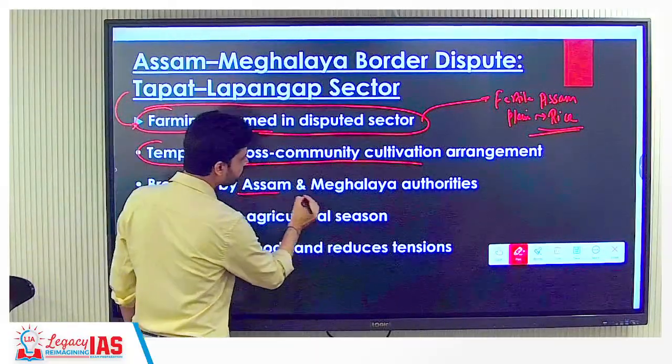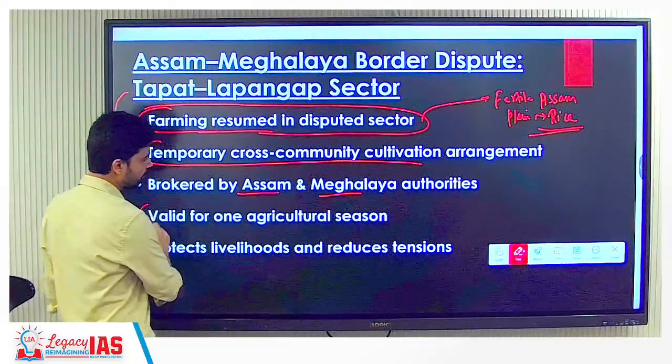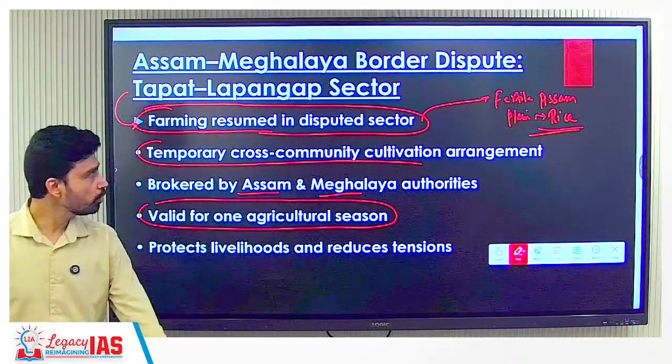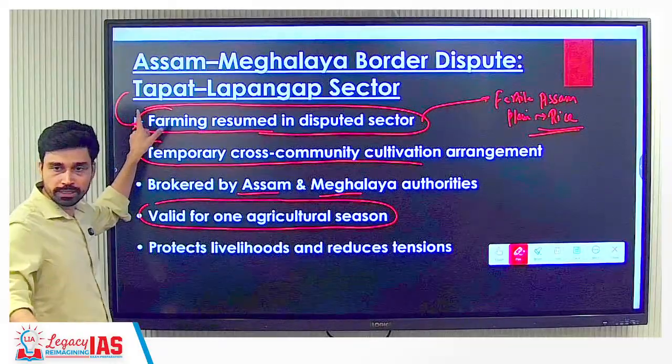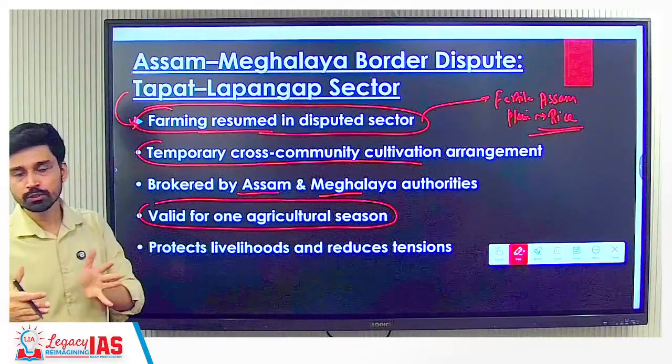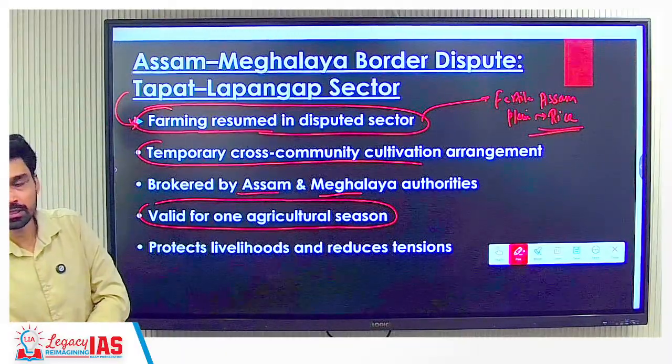So now it has been decided that a temporary cross-community cultivation arrangement would be made, and this has been brokered by the Assam and Meghalaya authorities. Obviously it is valid for one agricultural season. Now this is a temporary solution, right? There is a dispute related to this area, and the solution that we have found is not permanent. It is for the upcoming season, because we are in the Kharif season.